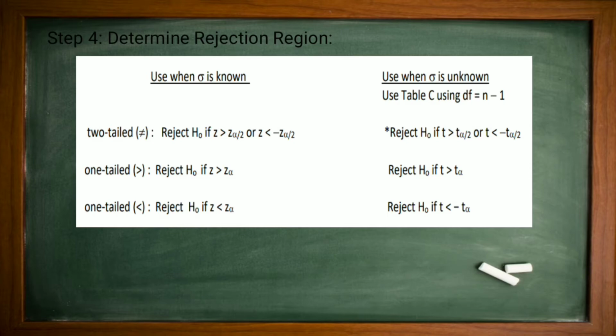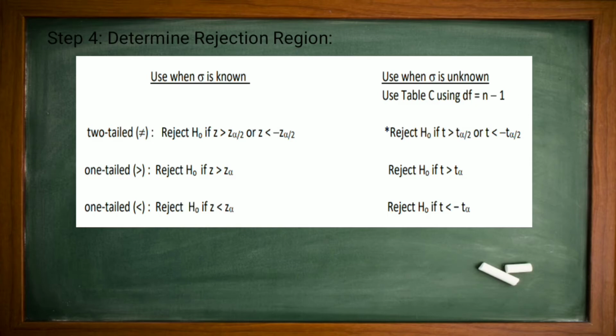And then, next we have the right-tailed. So, yan po, reject the null hypothesis if z is greater than z alpha. And then last, our left-tailed. Reject the null hypothesis if z is less than negative z alpha. So, yan po yung ating use when the standard deviation is known.